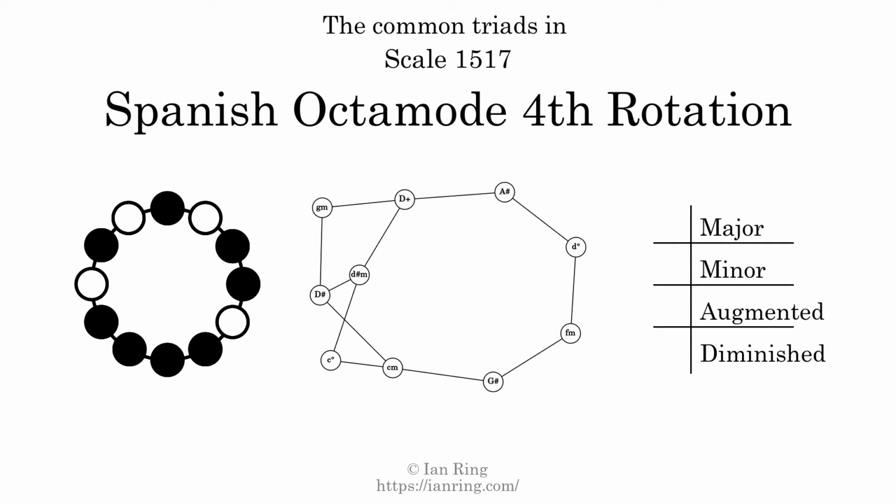The diagram in the center is a graph of parsimonious voice leading between triads. There are 3 major triads. There are 4 minor triads. There is 1 augmented triad. There are 2 diminished triads. Here is a Hamiltonian path of parsimonious voice leading that uses all the triads.